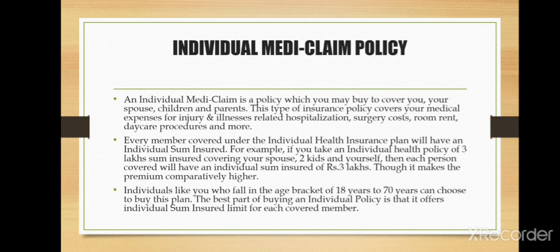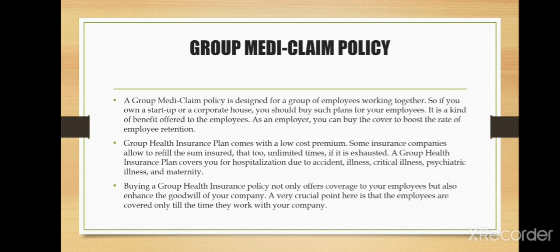For example, if you take an individual health policy of 3 lakhs sum insured covering your spouse, 2 kids and yourself, then each person covered will have an individual sum insured of rupees 3 lakhs, though it makes the premium comparatively higher. Individuals who fall in the age bracket of 18 years to 70 years can choose to buy this plan. The best part of buying an individual policy is that it offers an individual sum insured limit for each covered member.